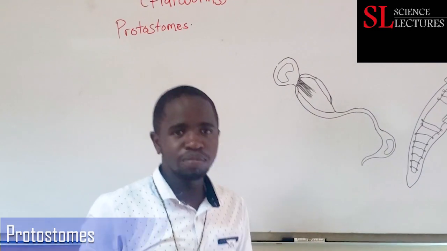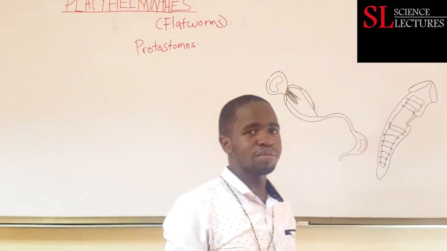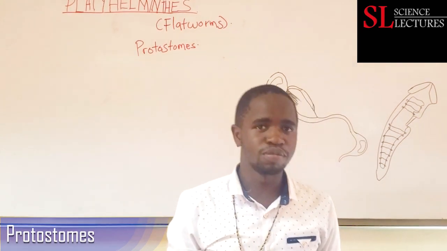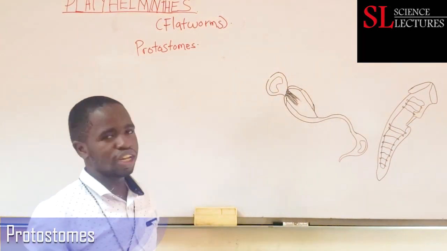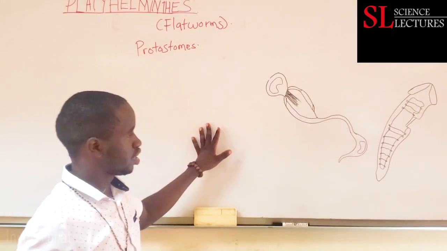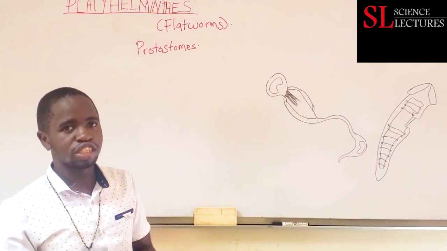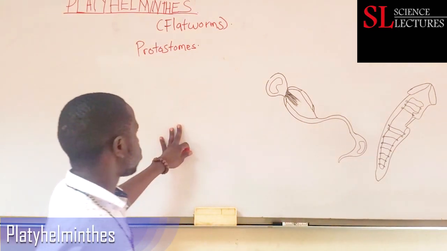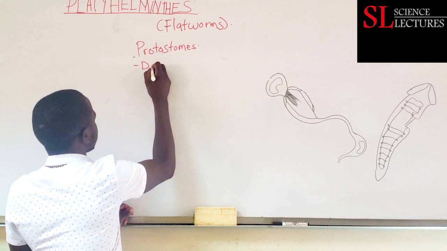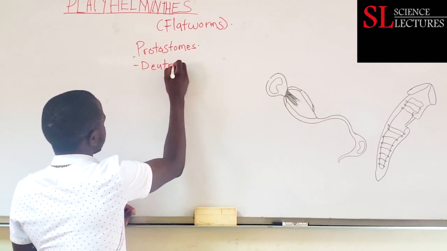From flatworms, annelids, mollusks, echinoderms, and vertebrates, we see the development of a digestive system. And the flatworms are the first organisms to develop a digestive system. So that gives us another division. Those animals are either protostomes or what we call deuterostomes.